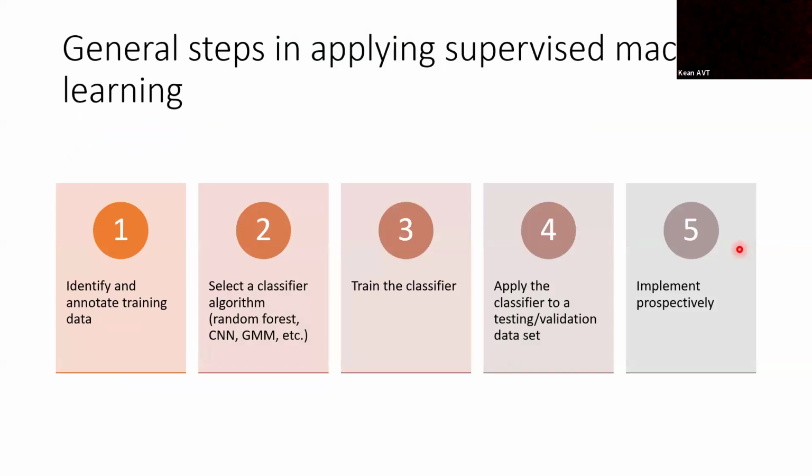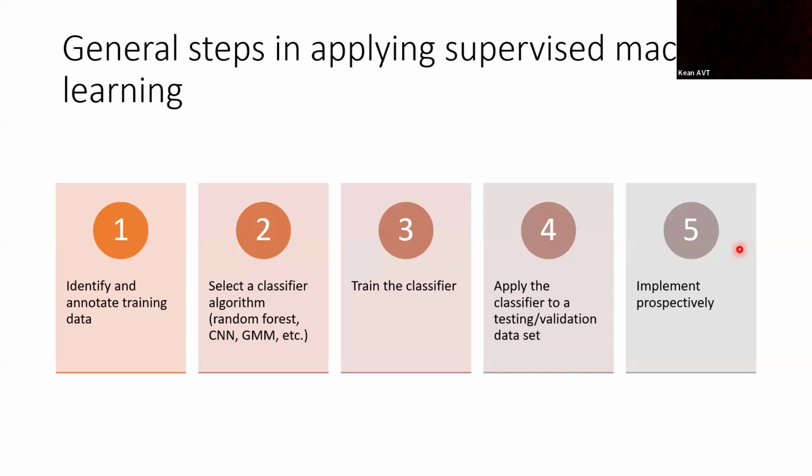So of course, we need to identify and annotate the training data. So in a lot of cases, this can be the most difficult part. We need enough data, and we need to actually have a human go in and say, this is this or that. This is CLL, this is mantle cell lymphoma, and so forth.